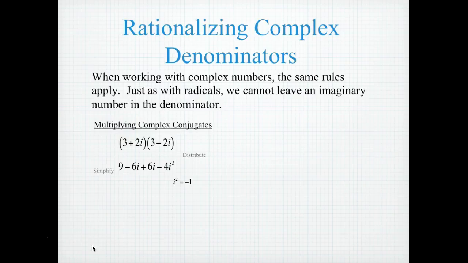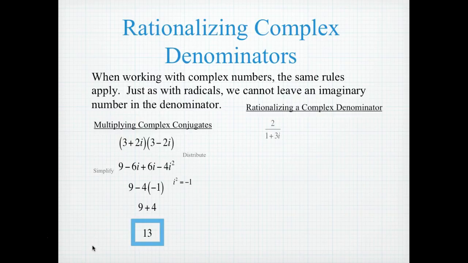So if we substitute negative 1 in place of i to the second, what we end up with is 9 minus 4 times negative 1. Negative 4 times negative 1 is positive 4, and 9 plus 4 is 13. So multiplying complex conjugates eliminates imaginary numbers.